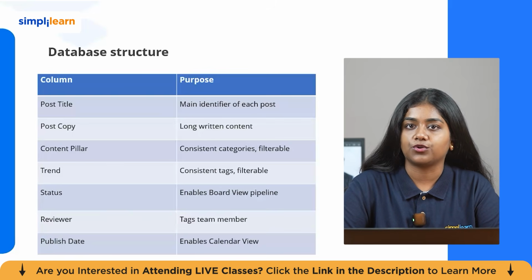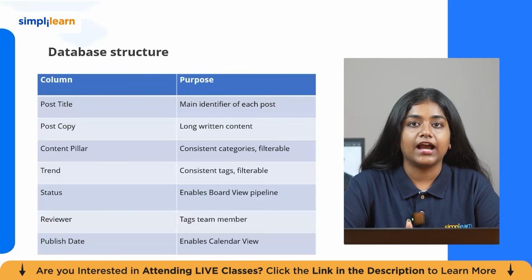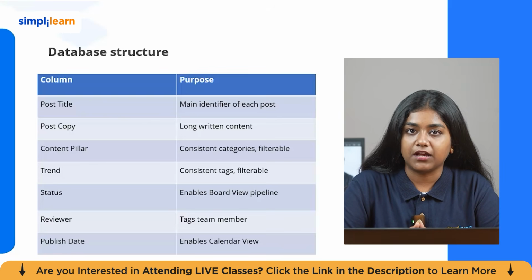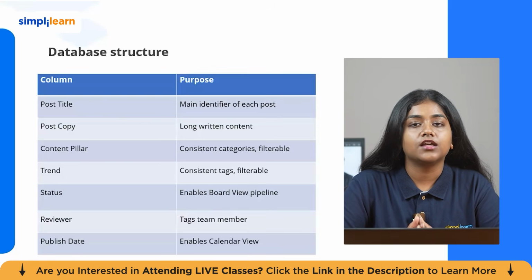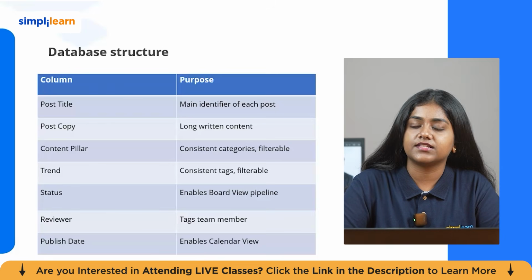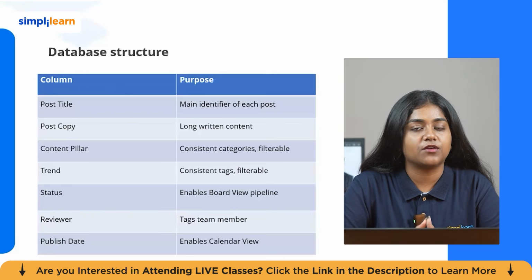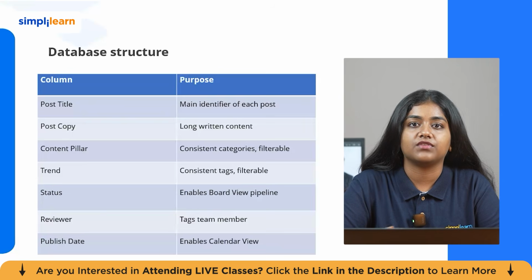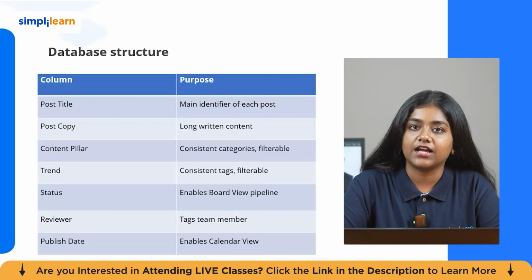Status is the most important column. It has 5 workflow stages: idea, draft, in review, ready to publish, and published. This is your production pipeline. Reviewer is a person you tag whenever you need to approve the post before it goes live. And publish date is a date column for scheduling. So each column type matters. Select column gives you consistency. Everyone picks from the same drop-down instead of typing different variations. Date columns enable calendar views.